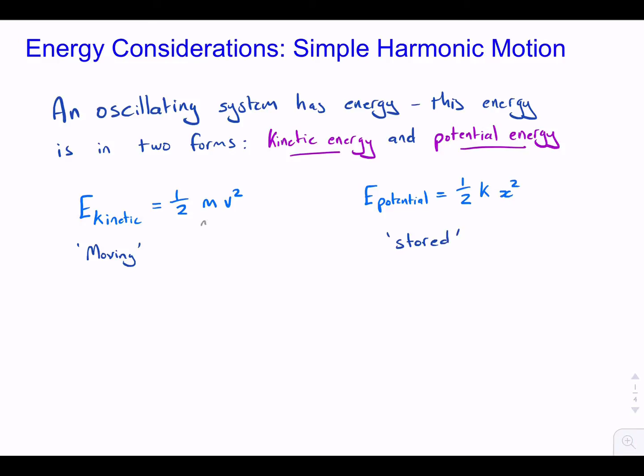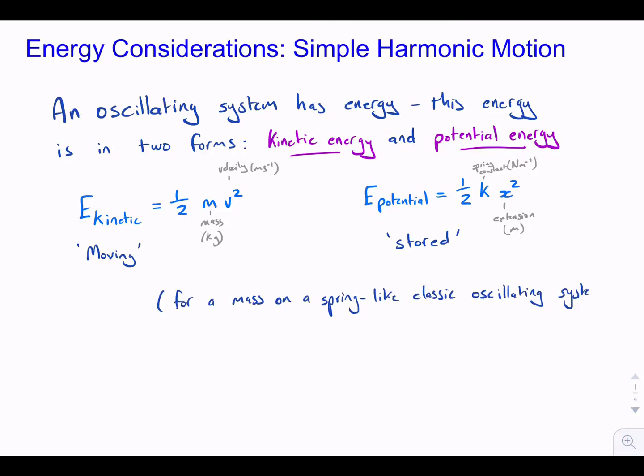Remember, m is the mass in kilograms, v is velocity in meters per second, k is the spring constant in newtons per meter, and x is the extension of the spring. Again, this is a mass on a spring, the classic oscillating system. Later on in this video, I'll talk a little bit about the energy considerations for a pendulum, where gravity drives the restoring force. The physics in these two cases is the same.